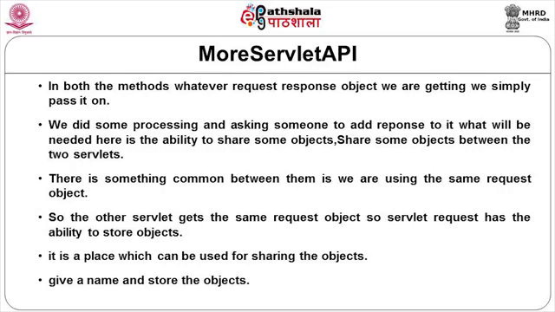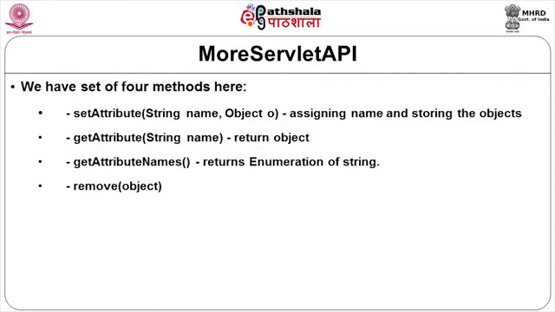If we look further into the methods of servlet request, we find servlet request has a capability to store objects. Any kind of objects can be put into a servlet request object. So it is actually a place which can be used for sharing objects. Give a name and store an object. We have these set of four methods here. One method is set attribute. It's nothing but assigning a name and storing an object. This is something which can be done in servlet request.